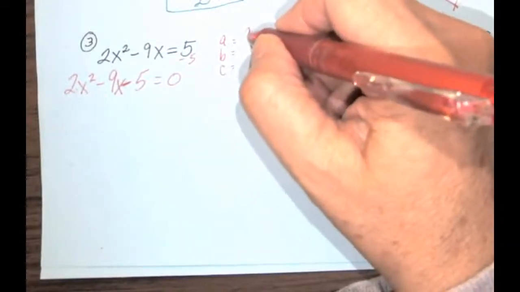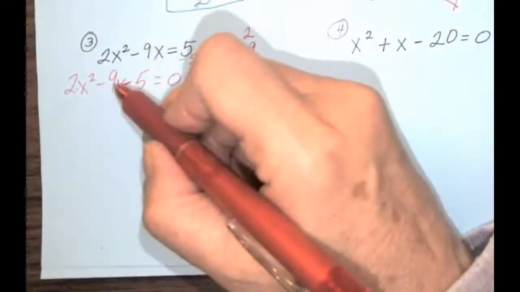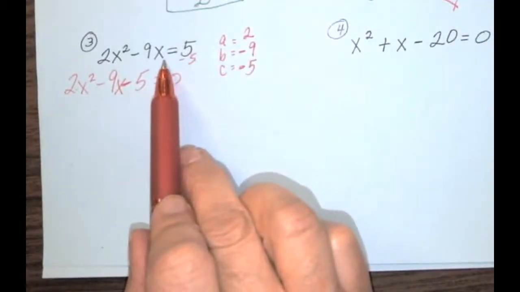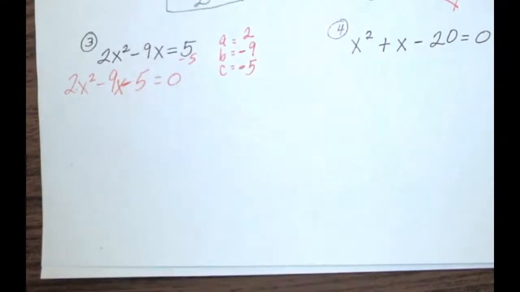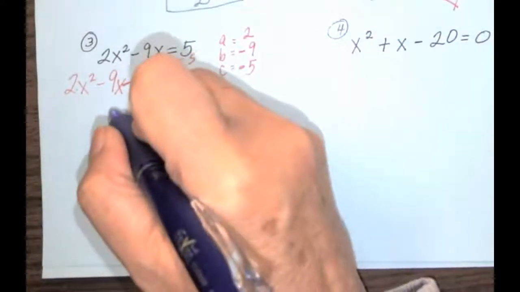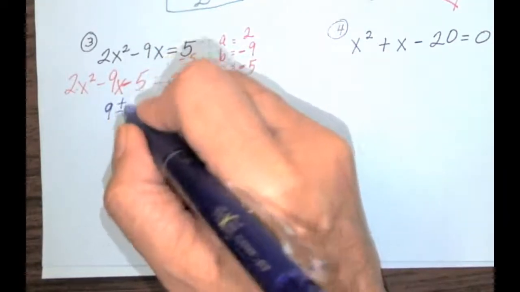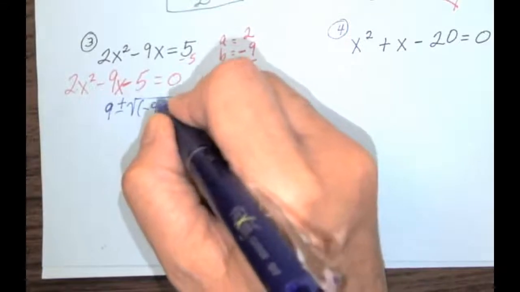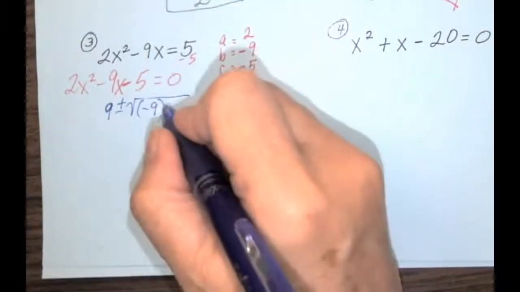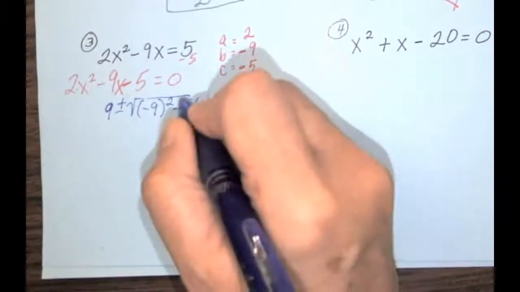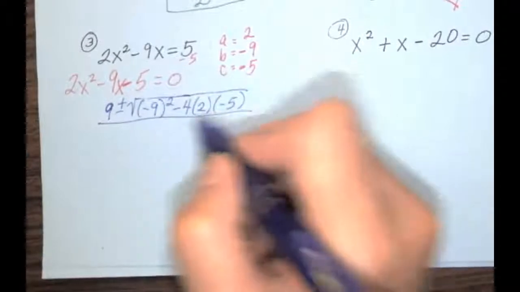Now A, B, and C. A is 2. B is negative 9. Don't miss that negative. C is negative 5 because I had to minus the 5 to bring it over here. Do you see how if you didn't set it equal to 0, you would get the wrong answer because you would have a positive 5 there? So let's plug it in. X equals negative B. Once again, we already have a negative. Negative negative is positive. Plus or minus the square root of b squared with the b in parentheses. Minus 4ac all over 2a.